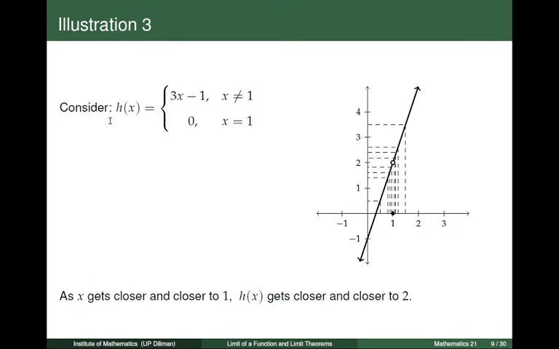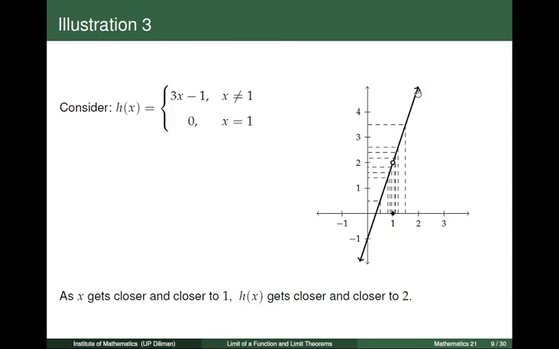Now finally, we will consider the function h, whose graph is also very similar to f and also similar to g. But what is the difference? Let us look at first the definition of h. So h of x is given by 3x minus 1 when x is not 1, and 0 when x is precisely 1. So how does the graph of h look like?